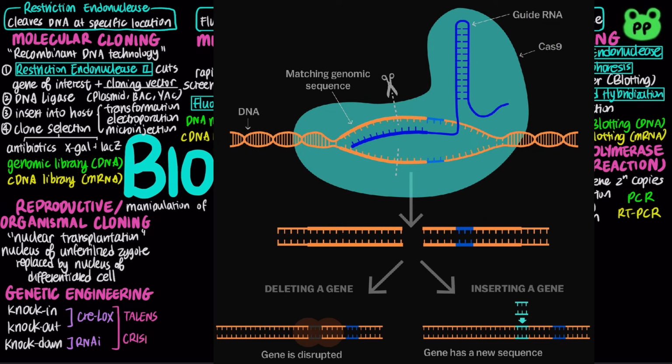CRISPR, or clustered regularly interspaced short palindromic repeats, are genetic elements that bacteria use as a kind of acquired immunity to protect against viruses. They are short sequences that originate from viral genomes and have been incorporated into the bacterial genome. Cas, or CRISPR-associated proteins, process these sequences and cut matching viral DNA sequences. Eukaryotic genomes can be cut at desired positions by introducing plasmids containing Cas genes and specially constructed CRISPRs.